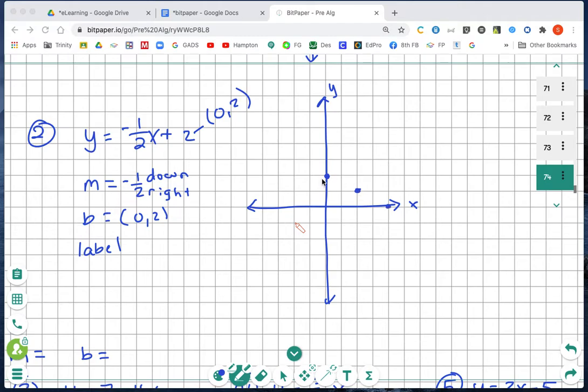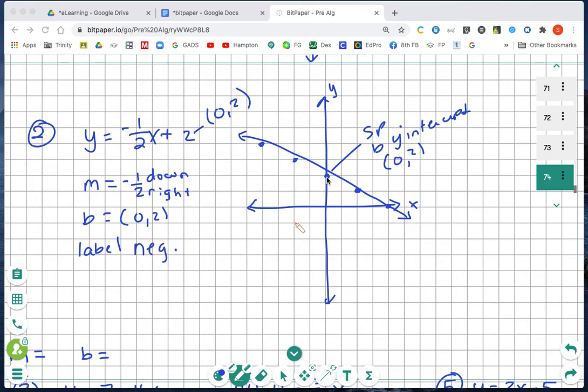Go back to our starting point, up 1 to the left 2, up 1 to the left 2. Going to connect our 5 points. We're going to label this as our starting point, our B, our y-intercept, and our 0, 2. The label for this graph is negative.